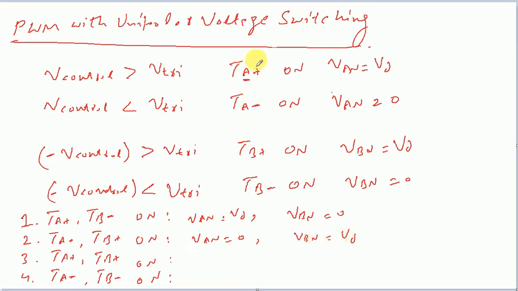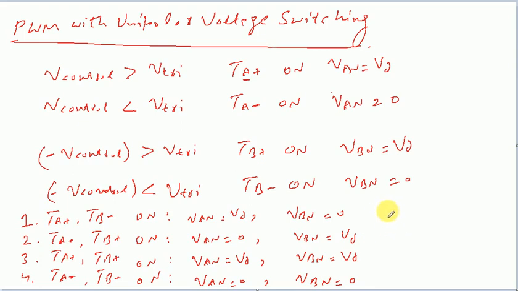For TA plus, when this one is on again, we'll have VAN equal to VD, and when TB plus is on, with that VBN is equal to VD. Finally, when TA minus is on over here, again VAN will be equal to 0, and when TB minus is on, then VBN will be equal to 0 once again.